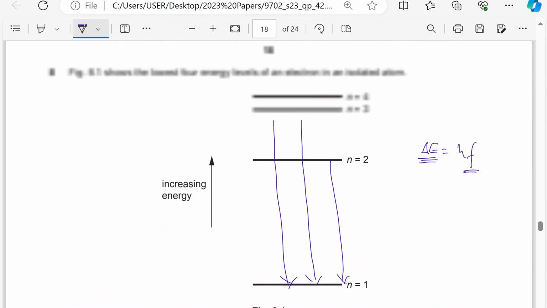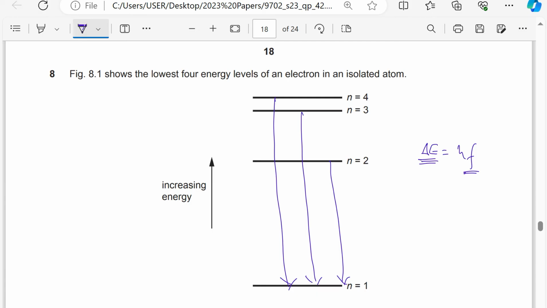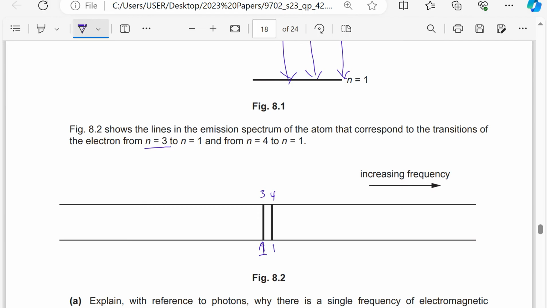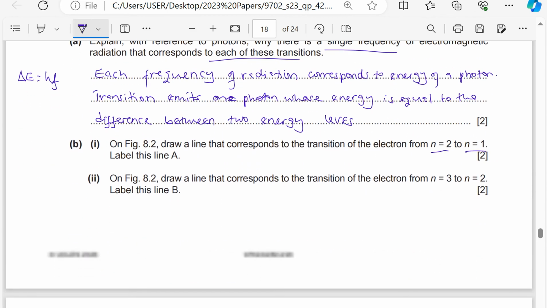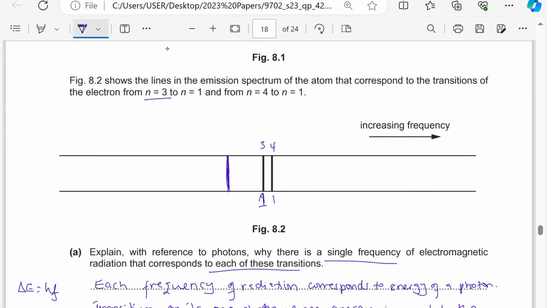But then the change in energy from n equals 2 to n equals 3 is very small compared to the change in energy from n equals 3 to n equals 1. So it means the deviation is going to be bigger on the left. So I'll draw a line to the left, where the gap is bigger than the gap which was there before. And I'll label this line A. So this is line A.